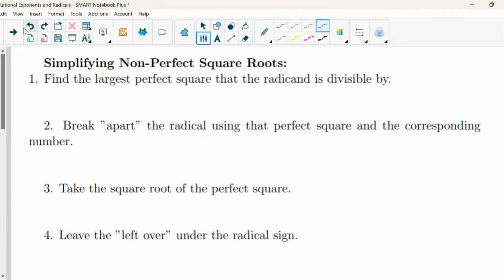So the first thing you want to do is find the largest perfect square that the radicand, so the number underneath the radical, is divisible by. Then we're going to break apart the radical, one of those numbers being the perfect square and one being the corresponding number. Let's take the square root of the perfect square to simplify it, and then we leave whatever is left over under the radical sign. So obviously, this is going to take you guys some time to write down. Take your time. Please pause the video to write it down.